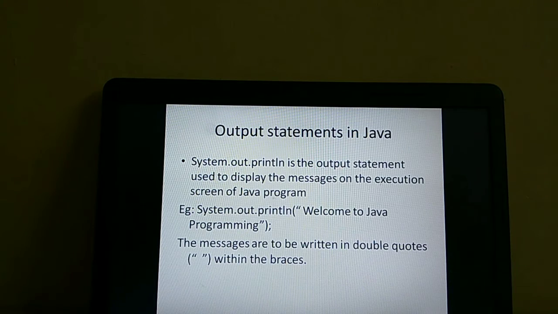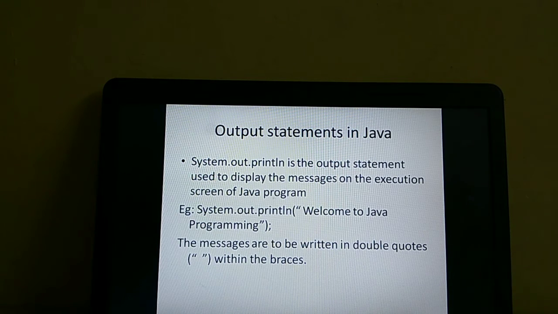I told you just now, whatever messages that you write in your System.out.println, which is an output statement, that message can be seen in your execution screen, but you are typing in your input screen. System.out.println is an output statement used to display the message on the execution screen of a Java program. Example, just look over here: Welcome to Java programming is a message. This message is displayed in your execution screen, whereas the statement is written in your Java programming code.